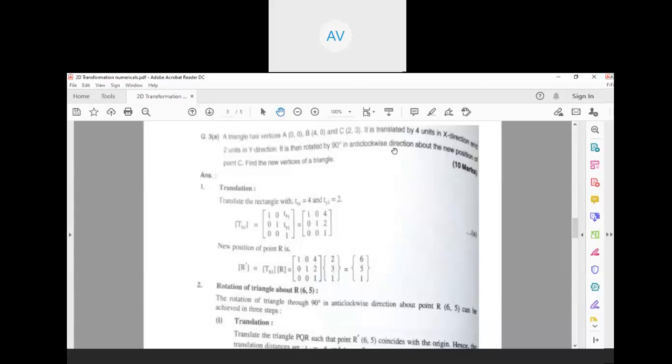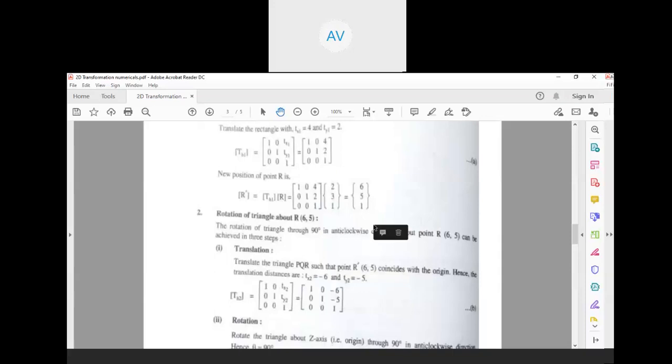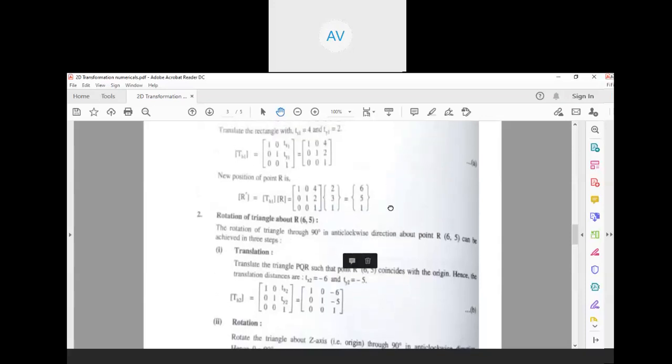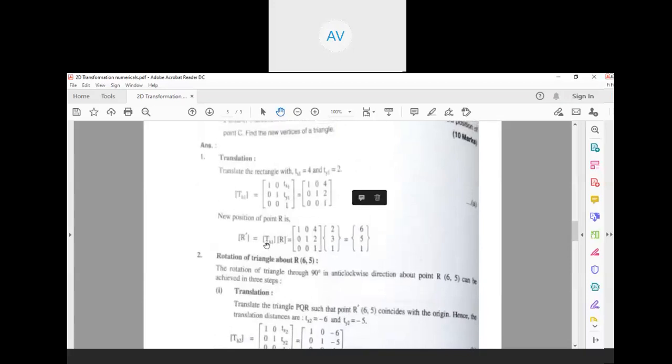So after translation we have to rotate it by 90° in anti-clockwise direction, but about the new position of point C. So before that we have to find out the new position of point C. So we will find out the new position of point C. Here, by mistake the R is written, it is point C. So here the translation matrix is there into the new position of point C.